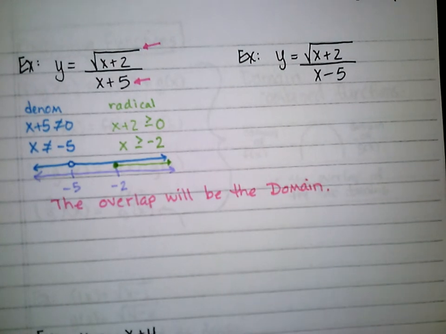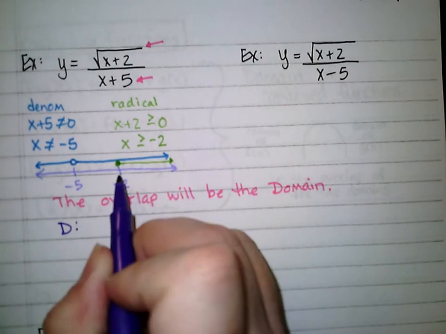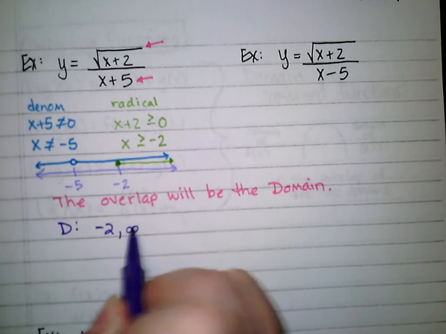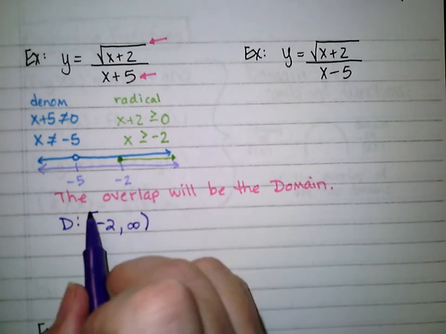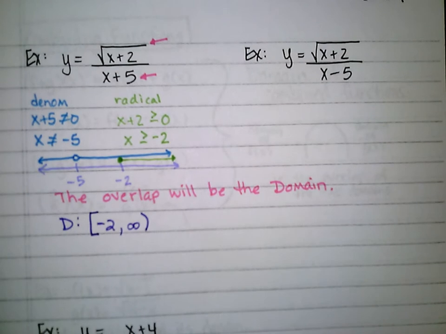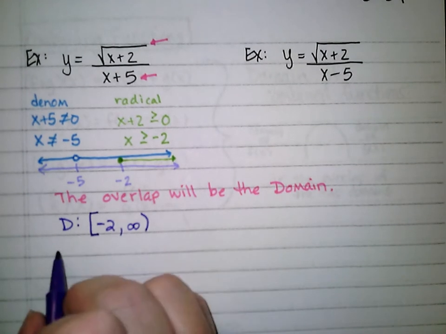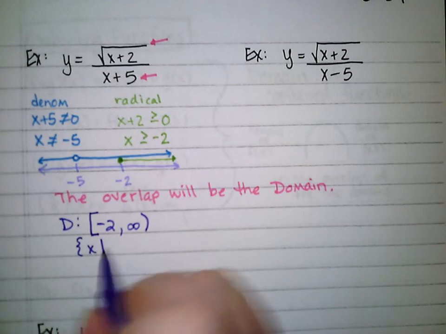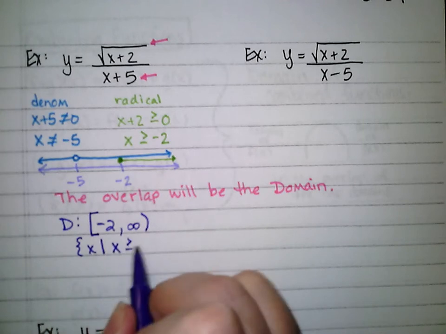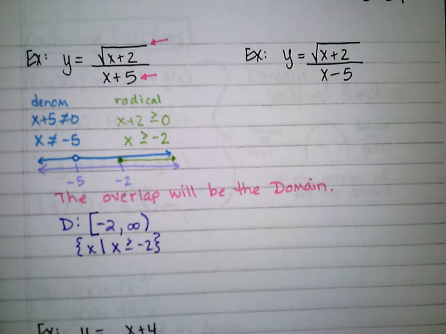In this case, our domain is going to be from -2 to infinity, because that's where they're both allowed to hang out, and it's going to be a closed circle since they're both allowed to be at -2. So if we were looking at set builder notation, that would be the set of all values of x such that x is greater than or equal to -2.